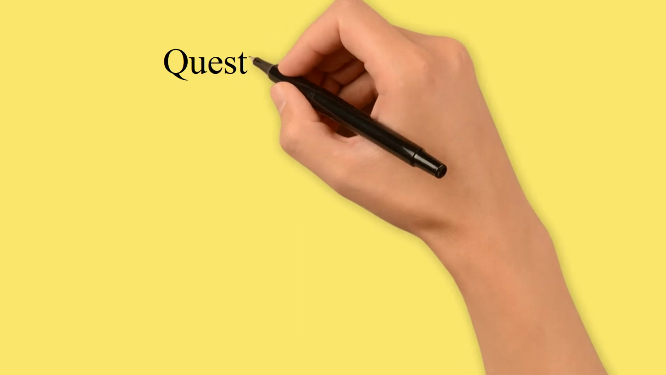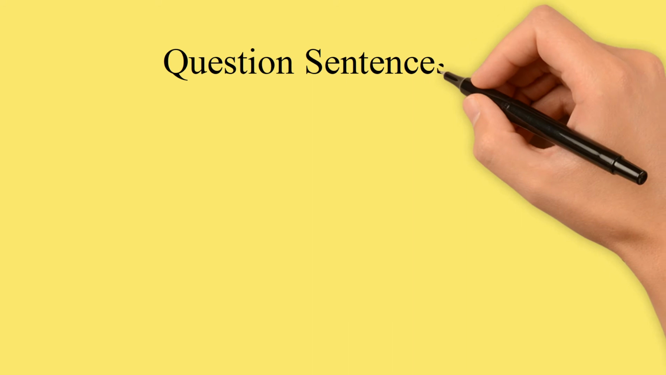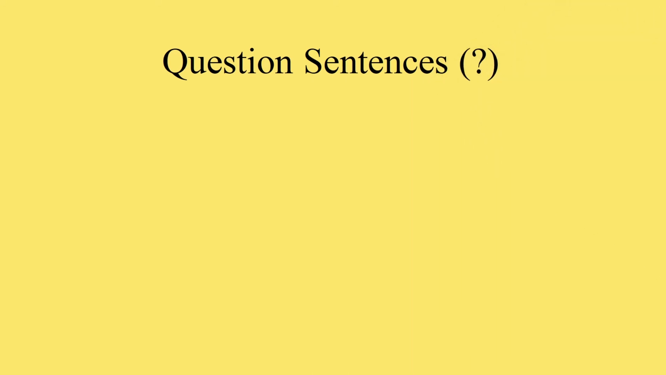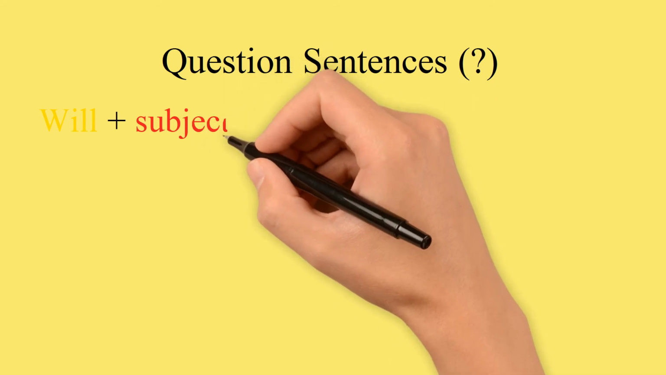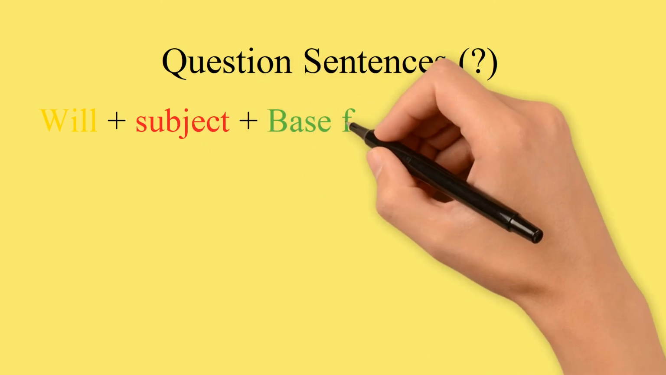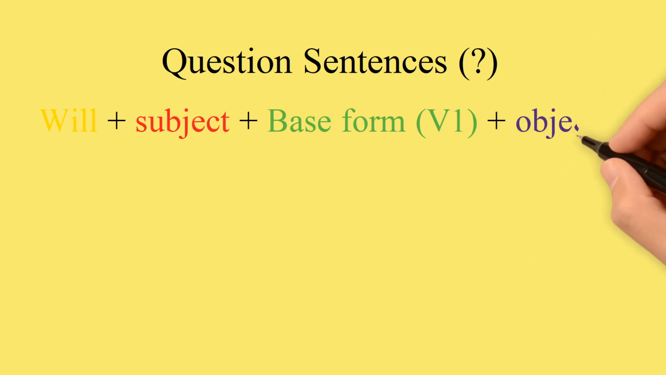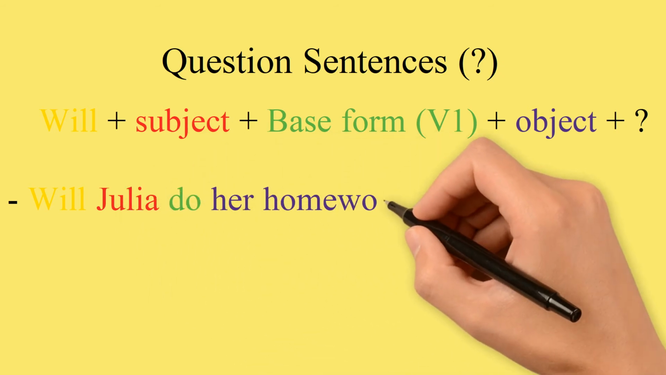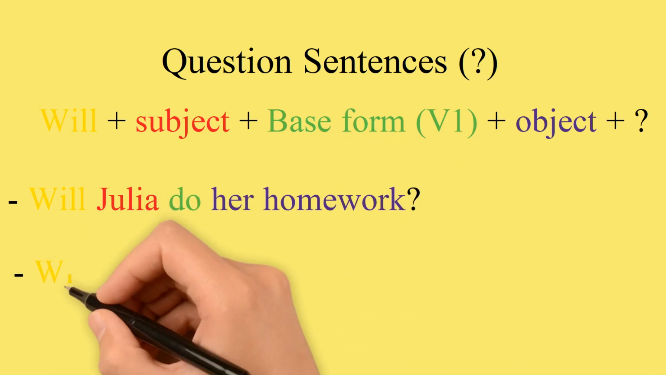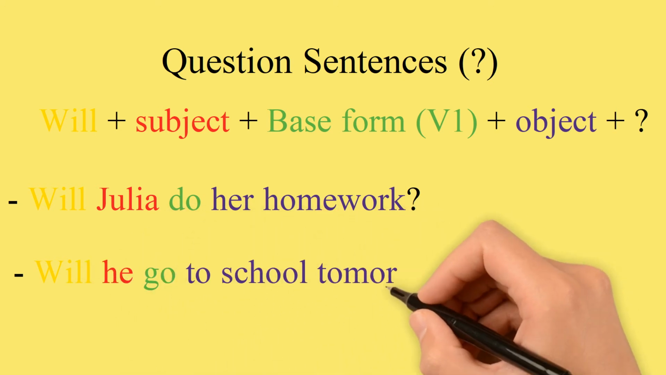Question sentences. To make the question, auxiliary verb comes at the start of the sentence and question mark at the end. Will plus subject plus base form plus object plus question mark. For examples, will Julia do her homework? Will he go to school tomorrow?